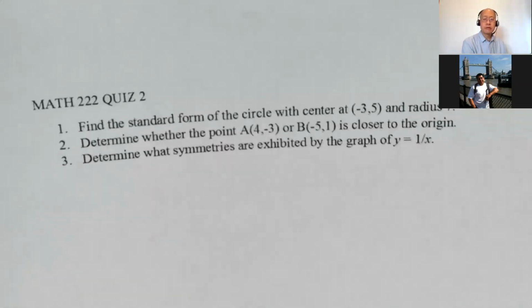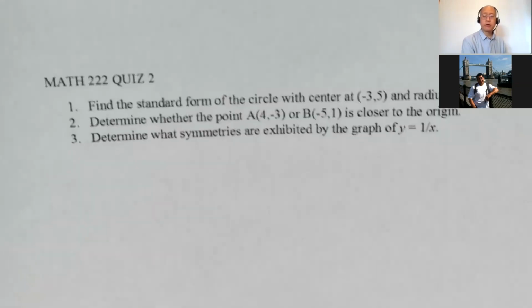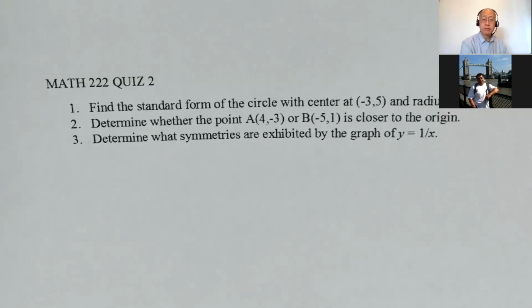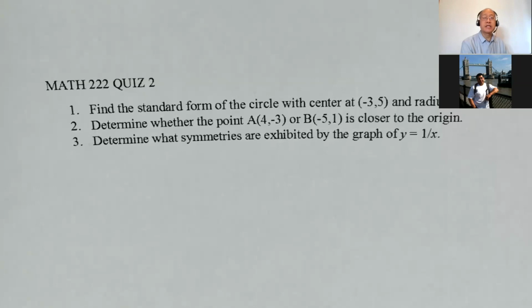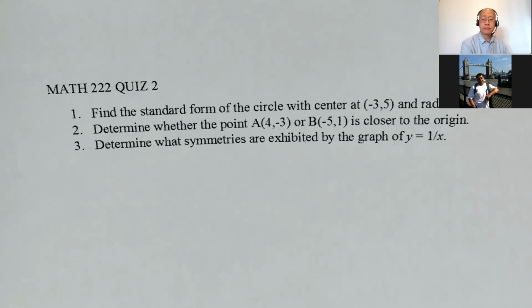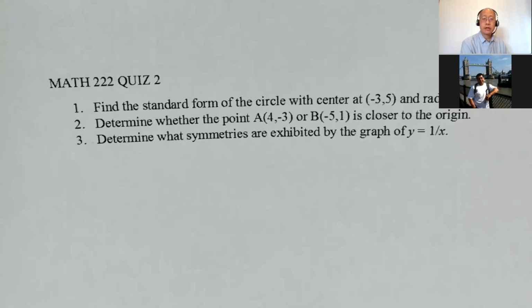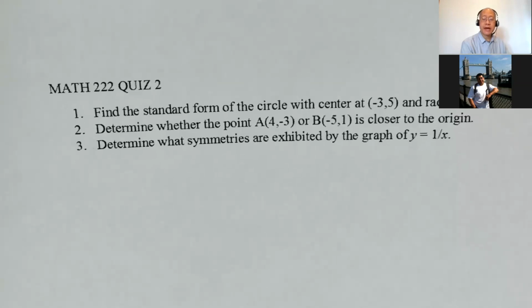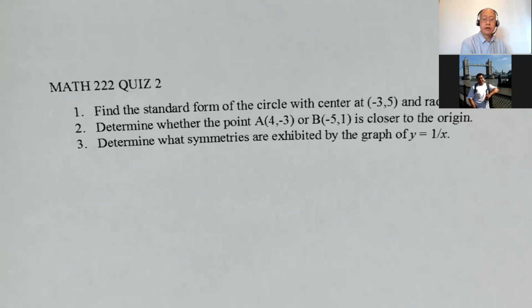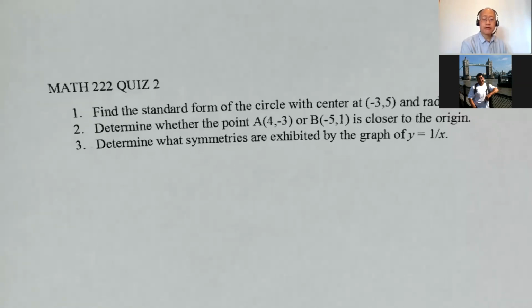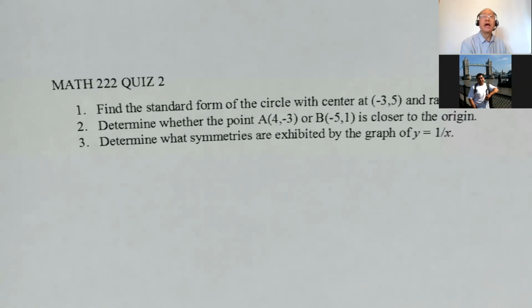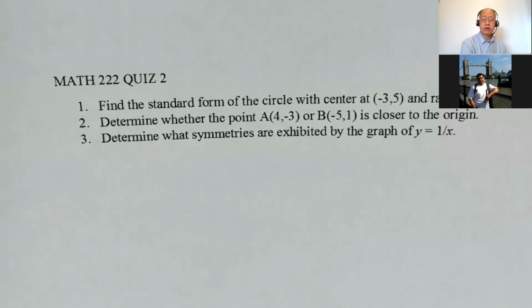And number 3, determine which symmetries are exhibited by the graph of y = 1/x. Do the complete analysis. I can't write it, but you can look it up. Remember, for x-axis symmetry, you replace y with -y and see, do you get an equivalent equation? For y-axis symmetry, you replace x with -x and see if you get an equivalent equation. And for origin symmetry, you do both of them. So for number 3, you have to do all those analyses. Origin symmetry: replace x with -x and y with -y, and you get an equivalent equation.